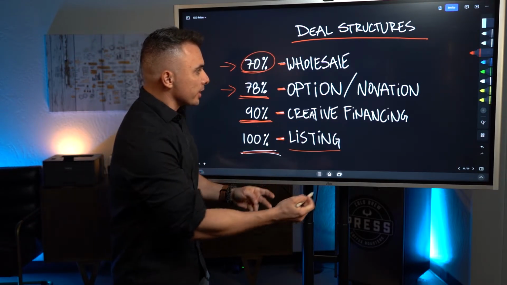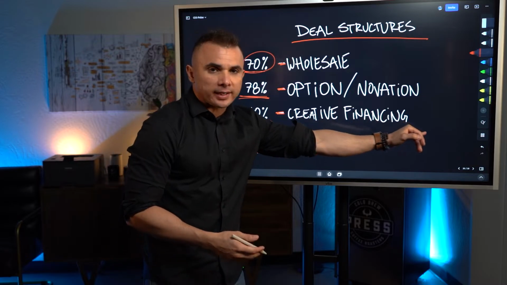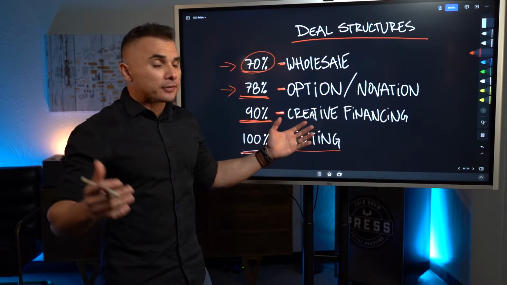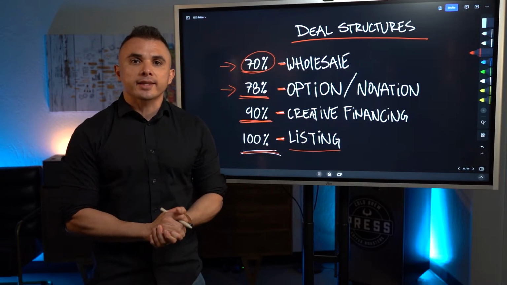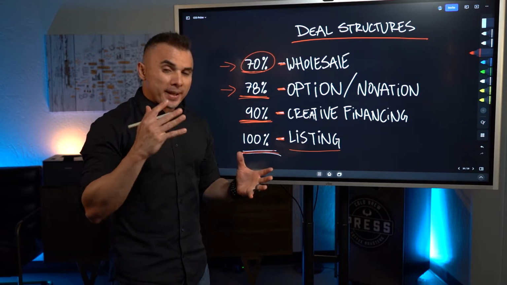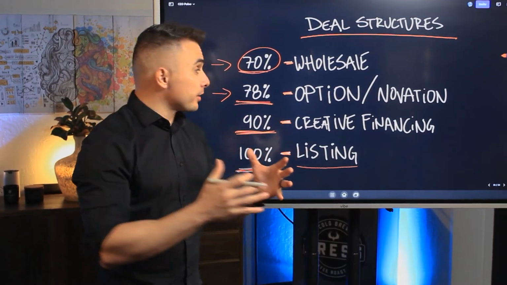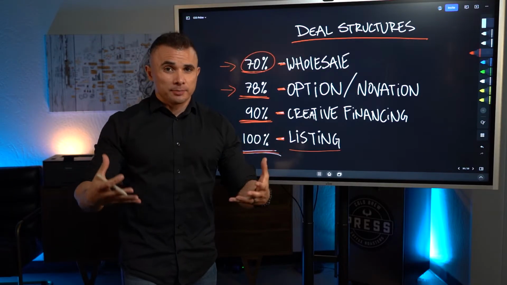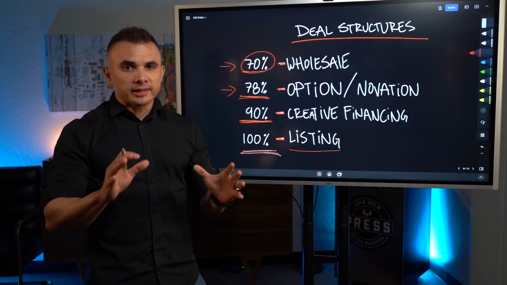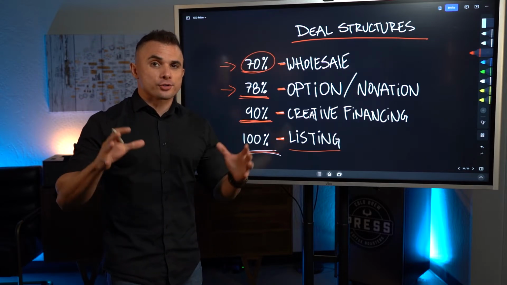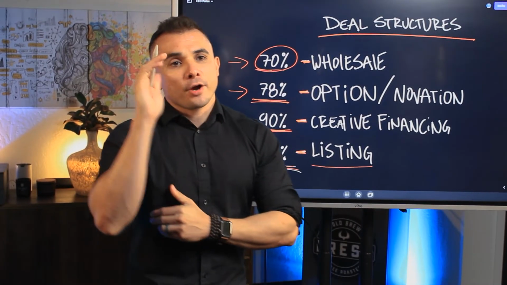But these are assignable. You can assign an option. You can assign a creative financing deal. And you definitely can assign and get a profit on a wholesale deal like that. So these are the 4 main structures that we use. There's a lot of different creative ways of putting deals together in between those. But if you want to keep it simple, understand that you have at least 4 different ways to go about structuring your wholesale deal.